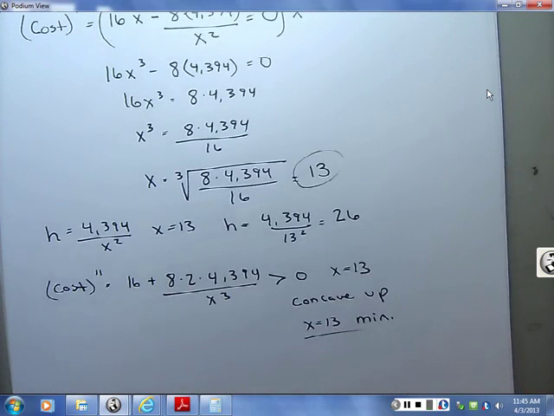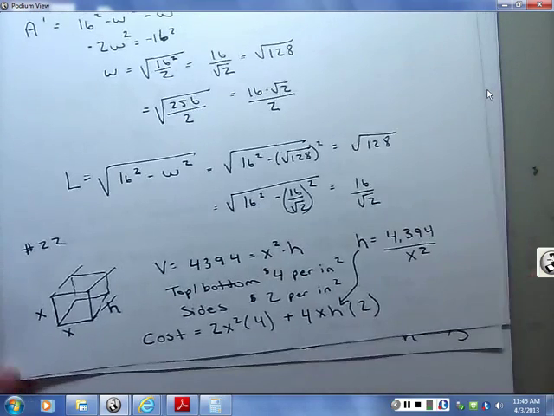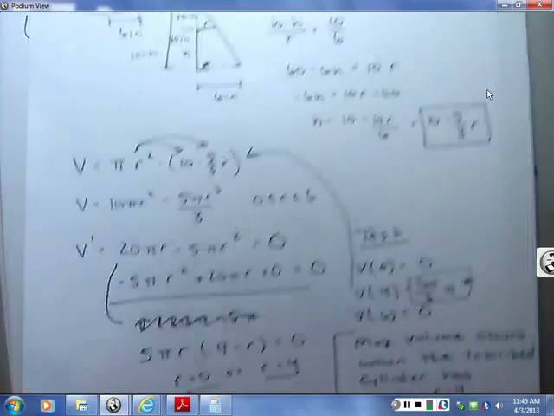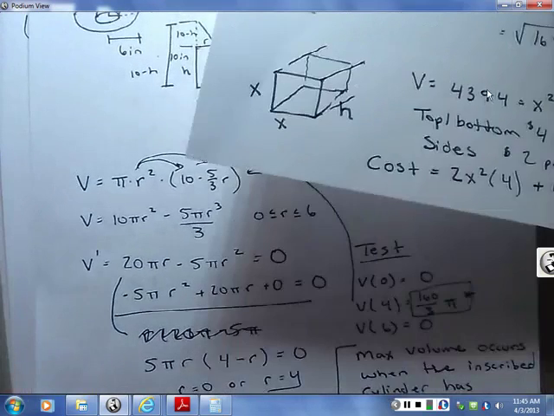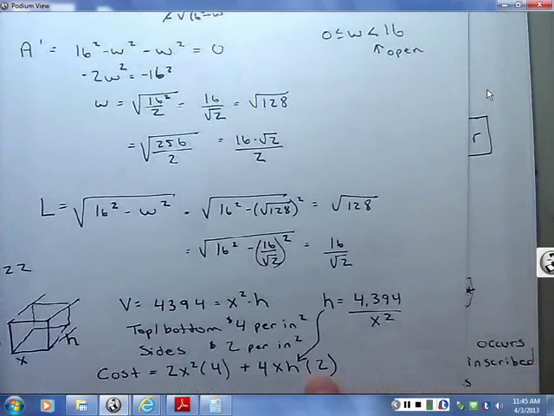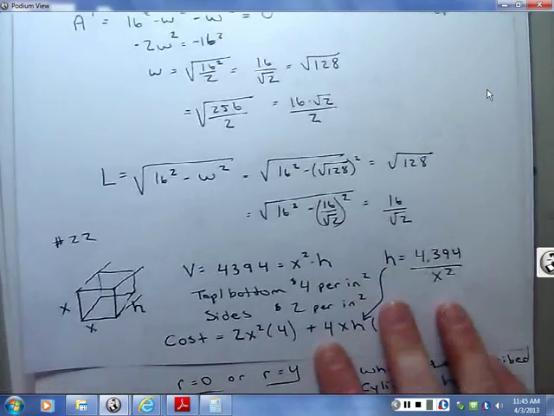How did you know on the first one that it was a maximum? This one? The rectangle on the circle. This one, number 22.